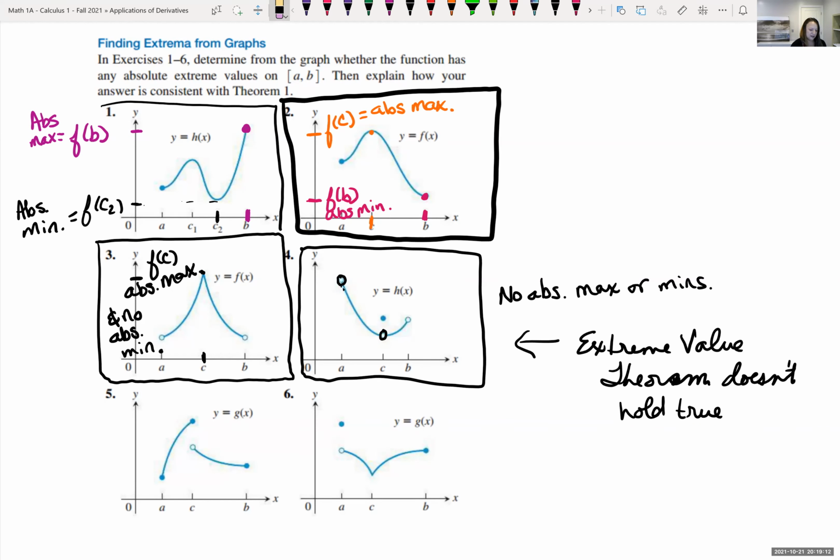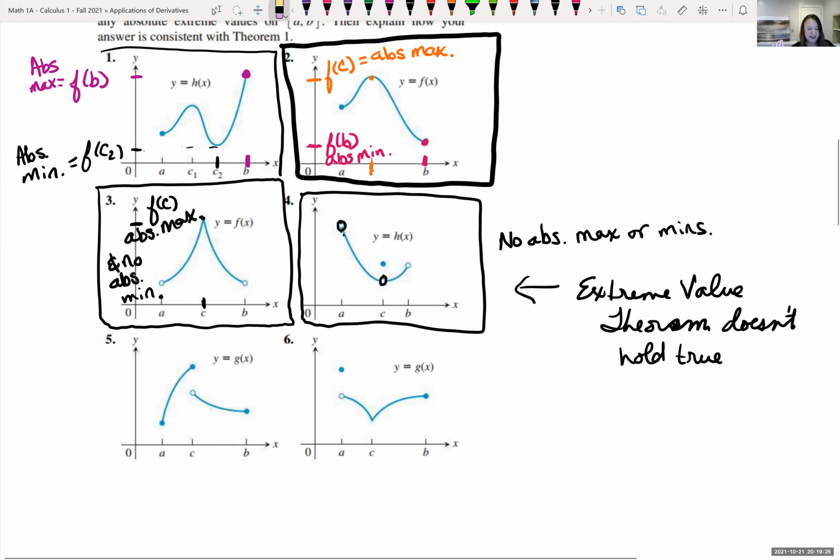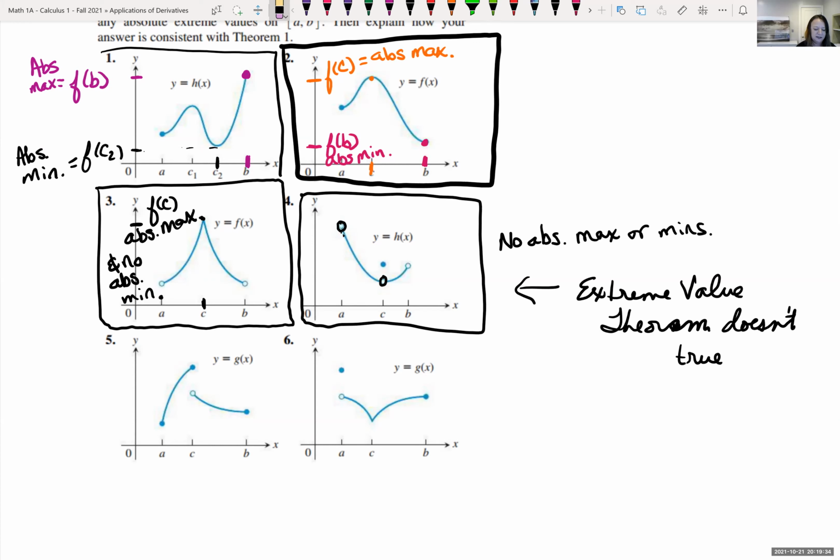Let me turn that off. So same thing, 5 and 6. We can't use the extreme value theorem for 5 and 6 because the conditions don't hold true. Maybe that's more likely what I should say.